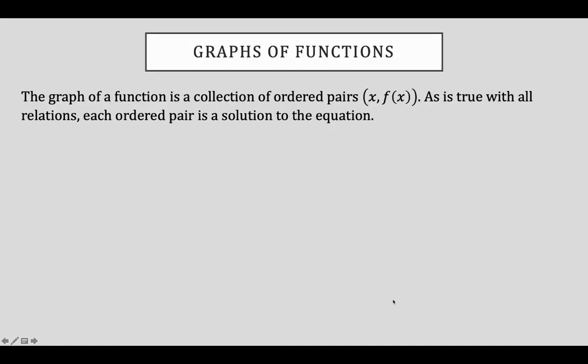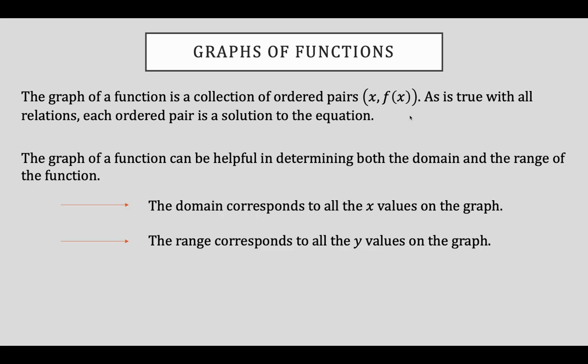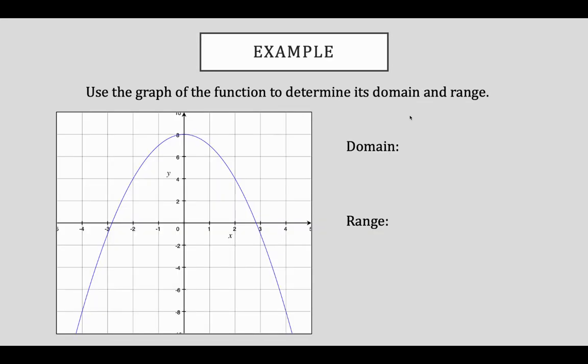As we've said, the graph of a function is a collection of ordered pairs x, f of x. Notice this is the exact same thing as x, y. We are simply using the function notation f of x. As is true with all relations, each ordered pair on the graph is going to be a solution to the equation. The graph of a function can be helpful in both determining domain and range of that function. Again, remember, the domain corresponds to all the x values on the graph, and the range corresponds to all of the y values on the graph.